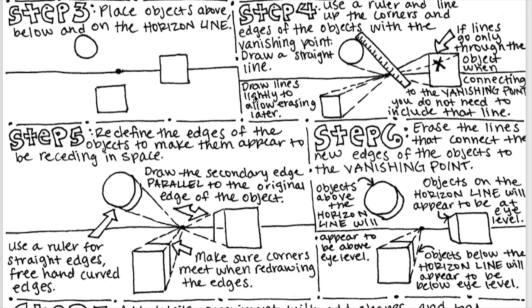Here's some tips. It says draw lines lightly to allow erasing later. So instead of drawing these lines back to your vanishing point really heavy, we want to draw them lightly so that we can erase them. Here's another tip. It says if lines go only through the object when connecting to the vanishing point, you do not need to include them. Here's their example of the square, and they're talking about this point right here that's going back to their vanishing point. You don't need to draw this line because it's going through your object.